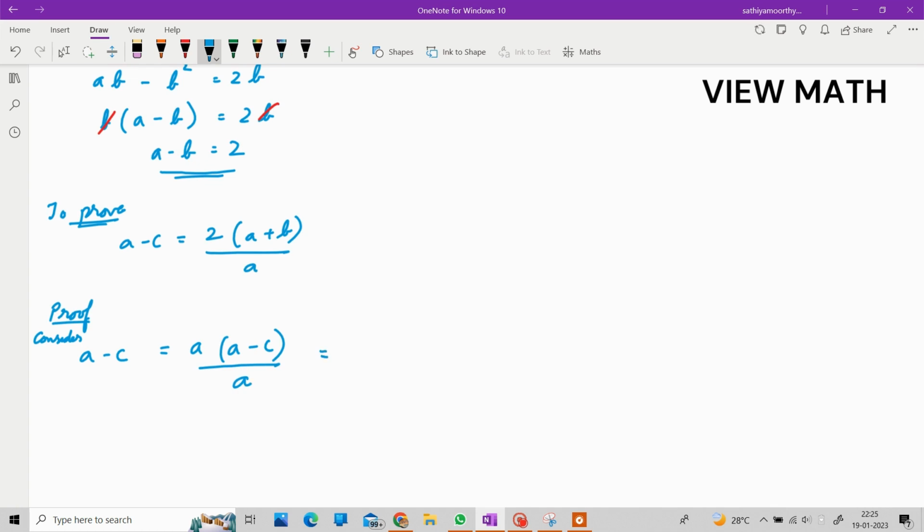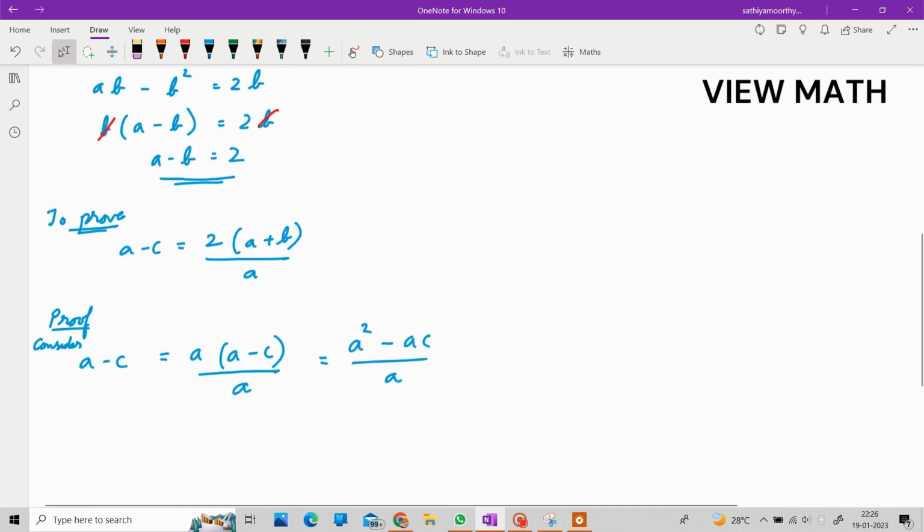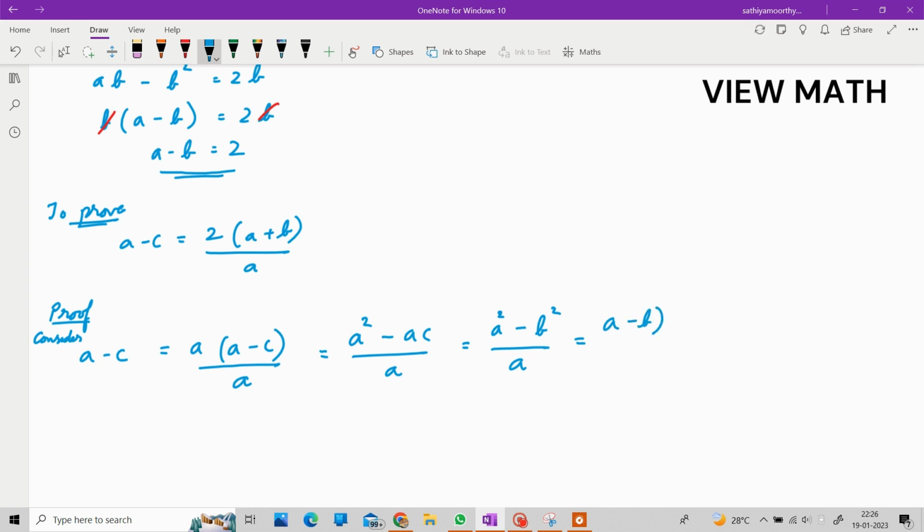So now this is equal to, let me multiply this a inside the bracket. I'll be getting a into a is a² − ac by a. We know that ac is equal to b², so I'm going to substitute b² instead of ac here. So a² − b² by a. Now this is equal to, now I can write a² − b² as (a − b)(a + b).